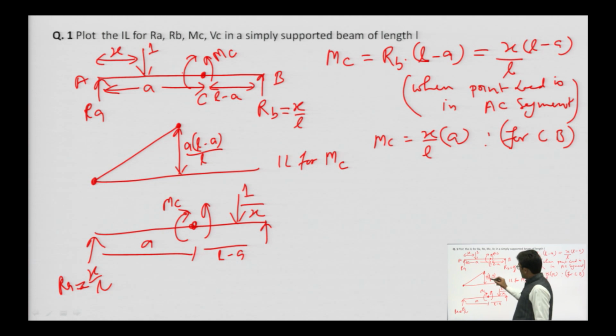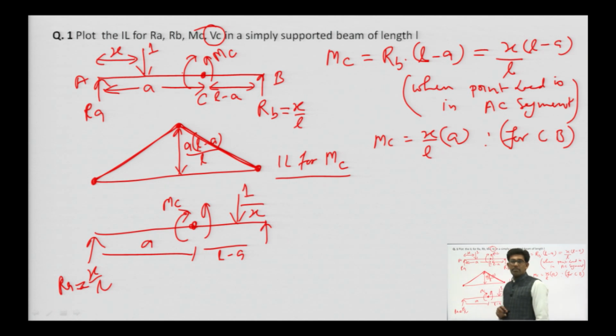So, let us complete this IL for the portion CB. When the point load is at point B, the value of MC, the bending moment, is 0. When the point load is at point C, the value of x is L minus A, so we get the same ordinate, and it is linear. So, this is the plot of IL for bending moment at point C. This is a linear variation we are observing.